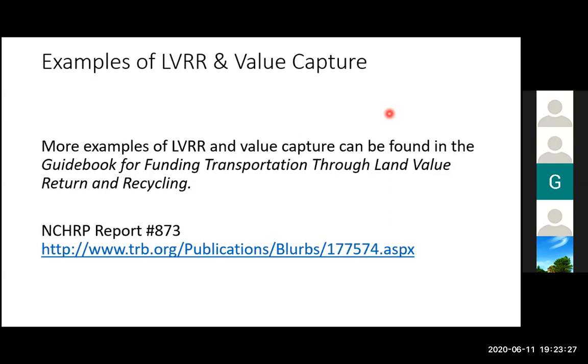So at this point, I should mention that there are more examples in this guidebook that I helped write. It's called the Guidebook for Funding Transportation Through Land Value Return and Recycling. This guidebook was published by the Transportation Research Board, which is part of the National Academy of Sciences. It's NCHRP report number 873, and there's a link to it there that, again, I think will make these slides available after the end of the course, so you'll be able to access that guidebook if you so desire.